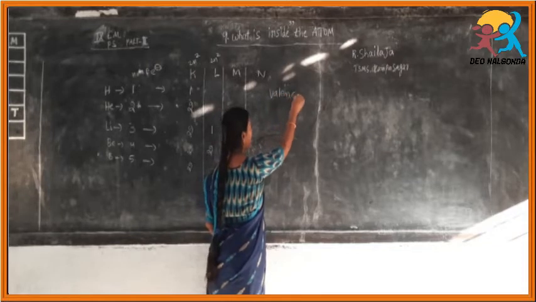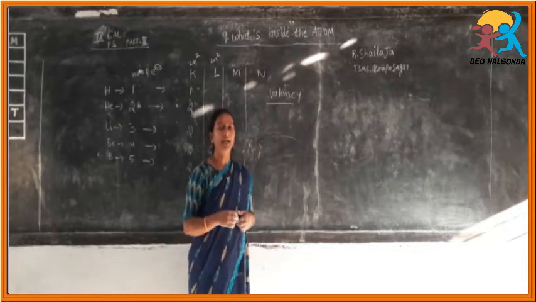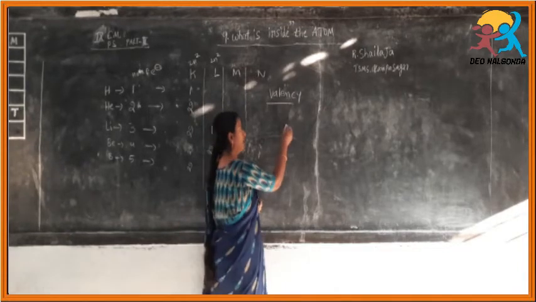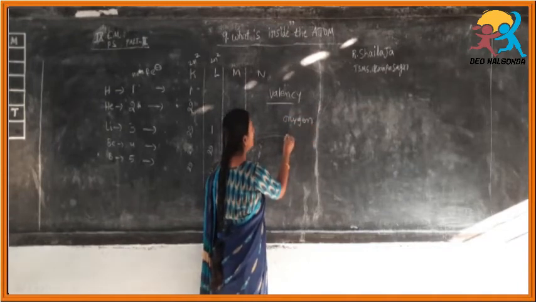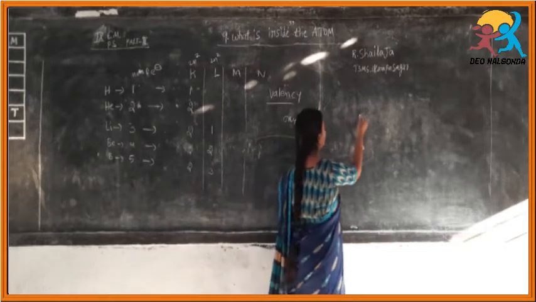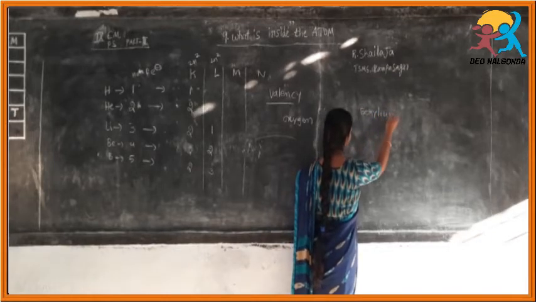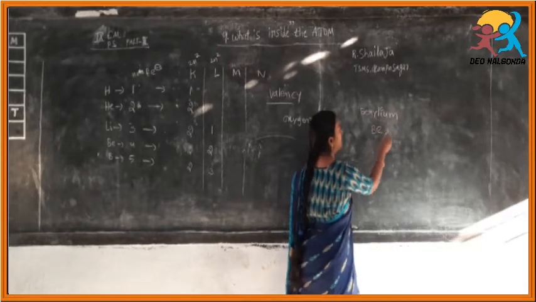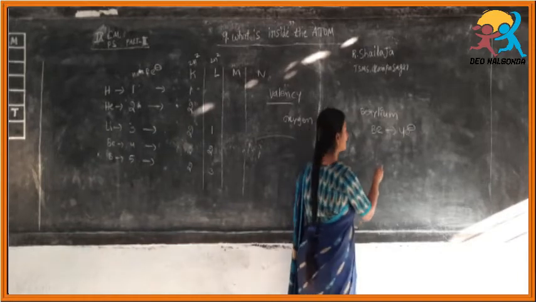Like this, in simple form, we write the electronic configuration by distributing the electrons in the shells. Next, valency. What does valency mean? The combining capacity of an element is considered as its valency. Let us first take beryllium, Be. It contains 4 electrons.